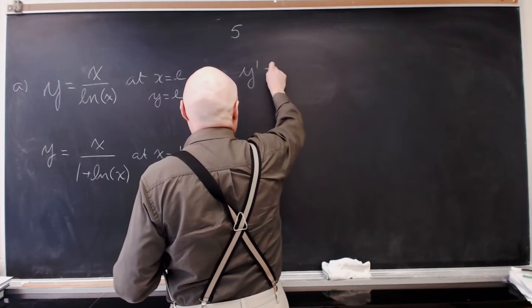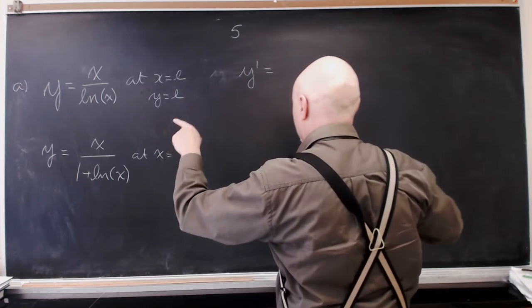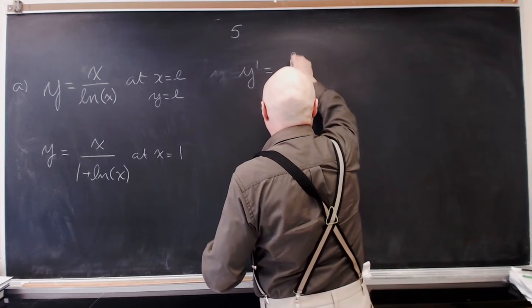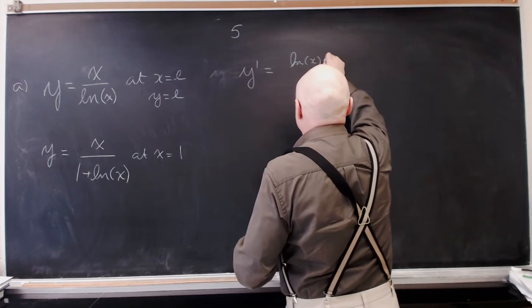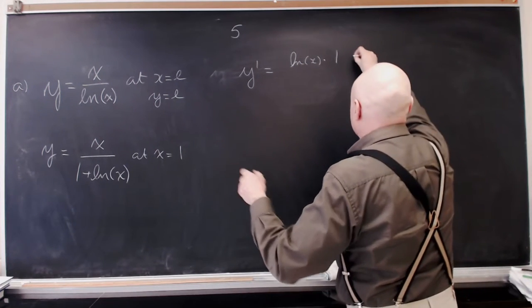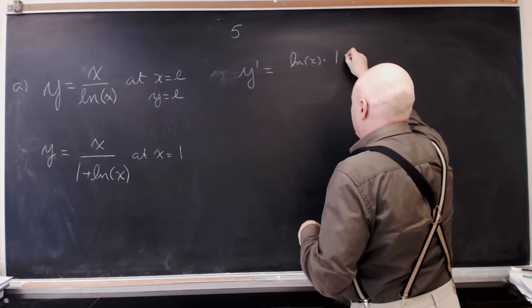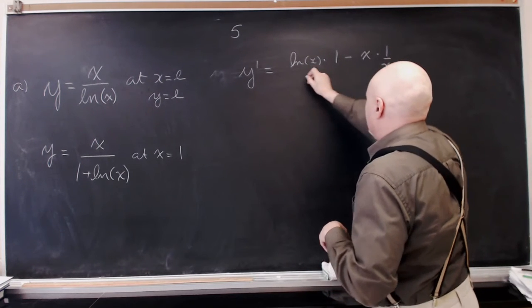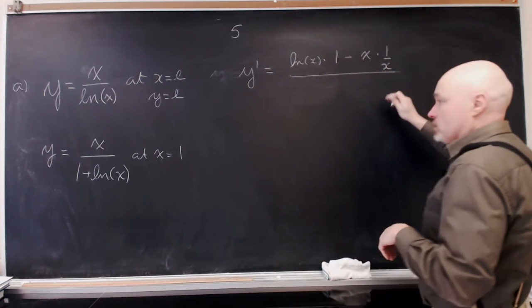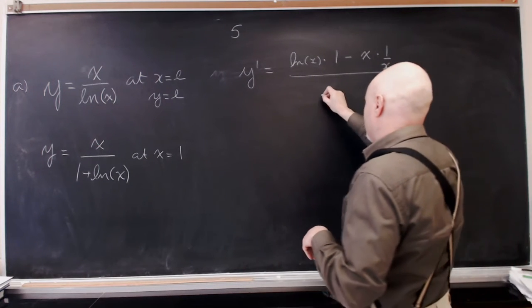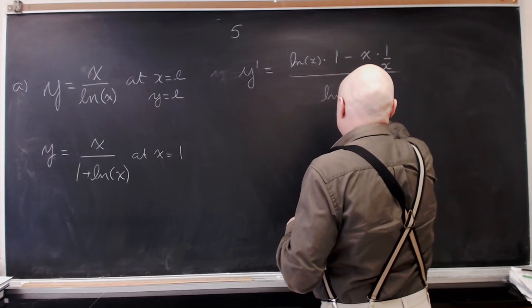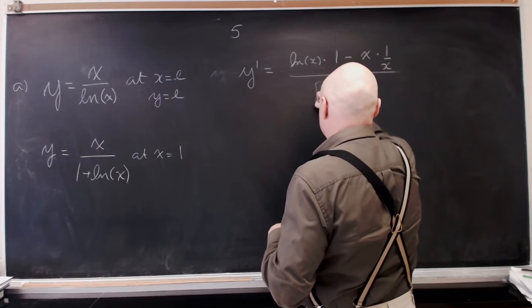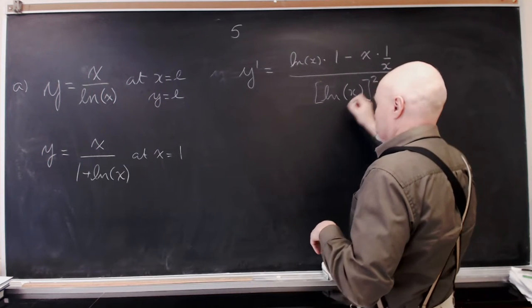So y prime, I am going to use the quotient rule. So bottom, natural log of x, times the derivative of the top, which is just x. The derivative of x is 1, minus the top times the derivative of the bottom. So x times 1 over x, which is the derivative of the natural log, all over the natural log of x, and this is squared because it's the quotient rule.